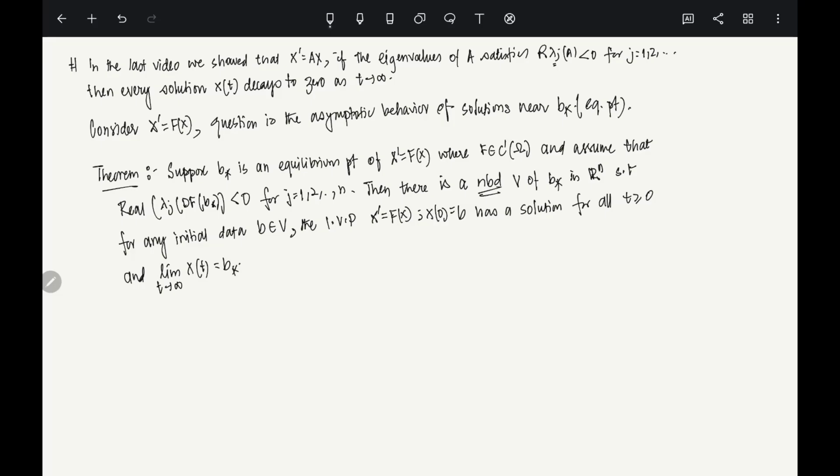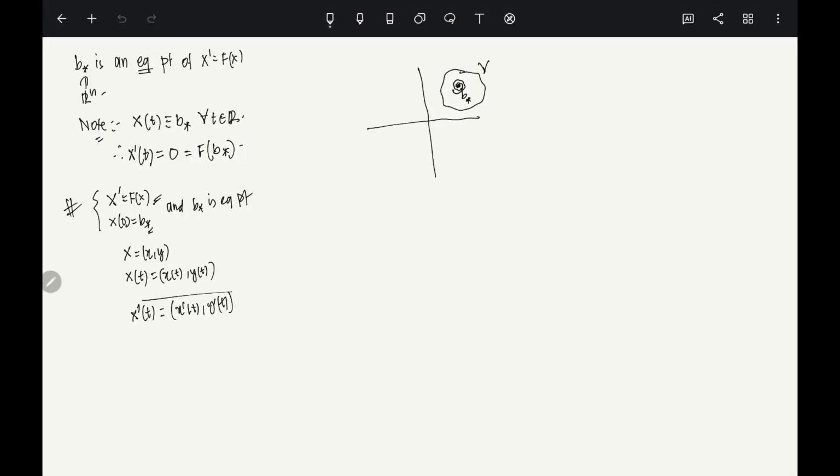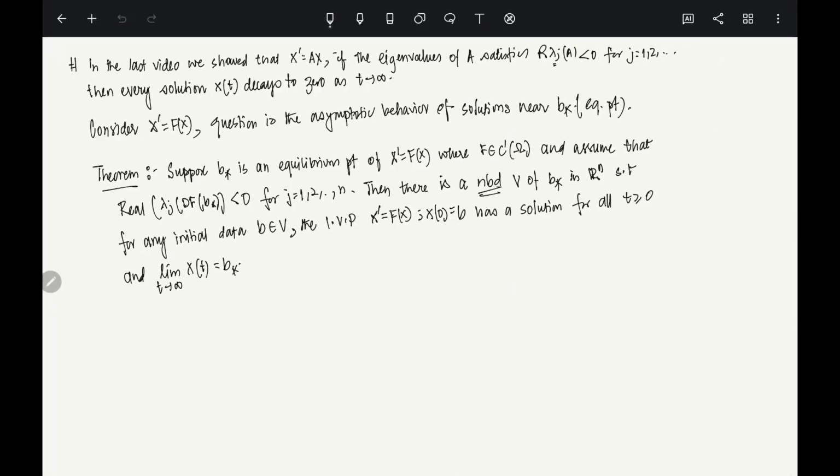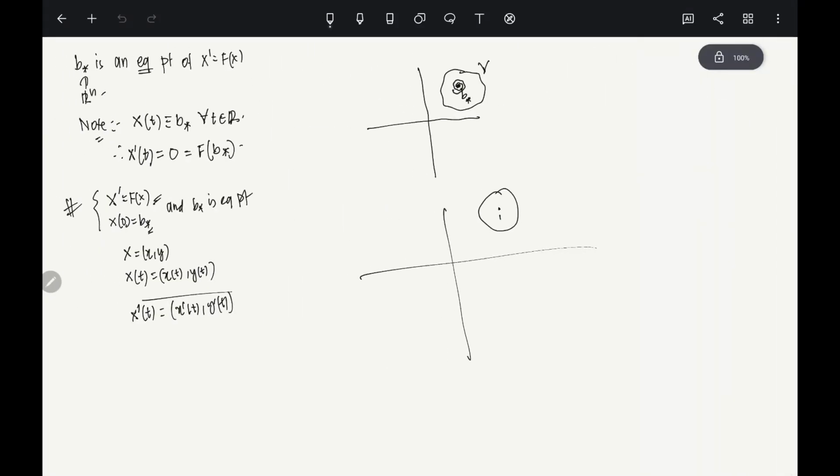So basically what it is saying is this. Let me explain it again here. Let's say that I know that b star is the equilibrium point of this system, x prime equals f of x. This is what I am assuming. Now let's say V is a neighborhood, and you look at df at b star. That's a matrix, right? It's a linear transformation from Rn to Rn.